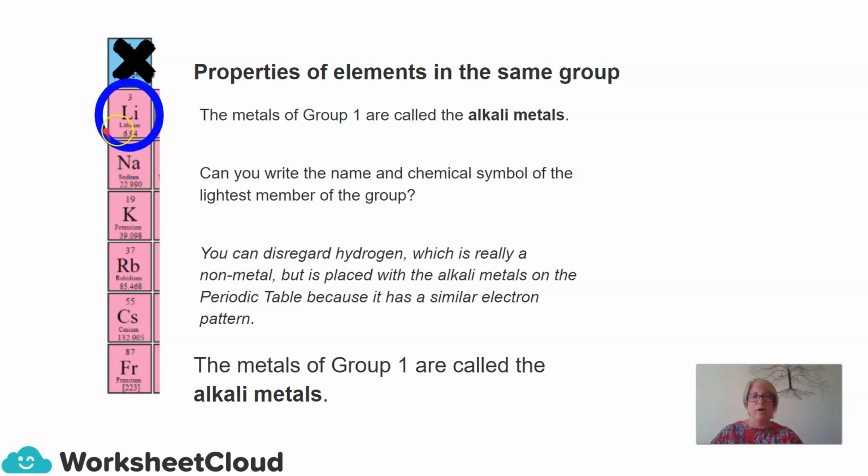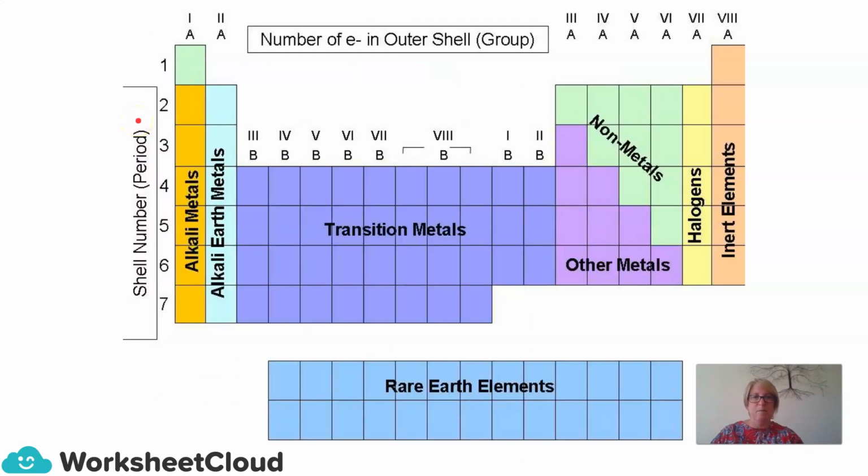So to answer our question, can you write the name and the symbol of the lightest member of the group? It will be lithium, and the symbol is going to be capital L, lowercase i. So if you do have your periodic table handy, I think it would be a good idea to write down the names of the different groups now. So you can pause the video now and you can complete your periodic table. I'll wait for you to get back, not a problem.